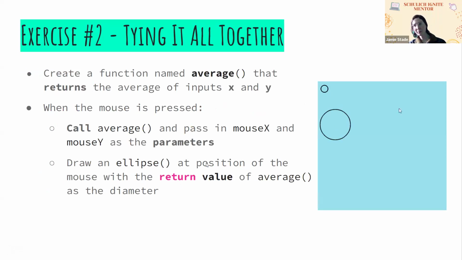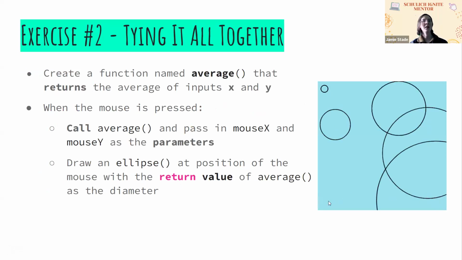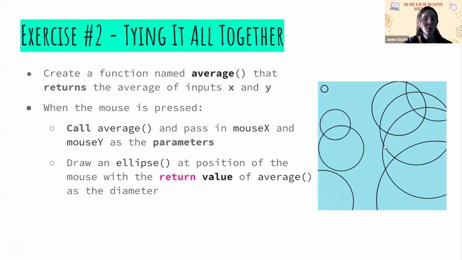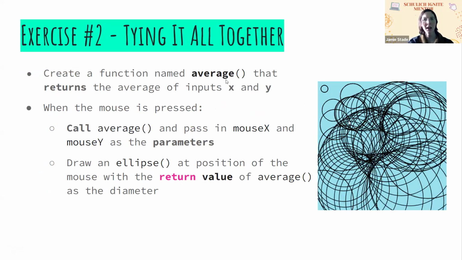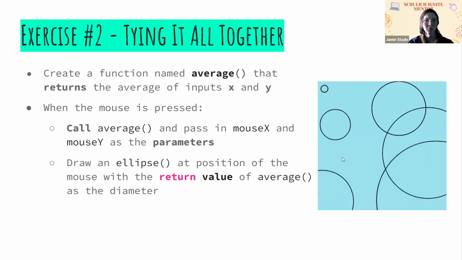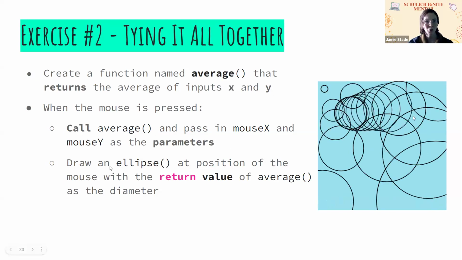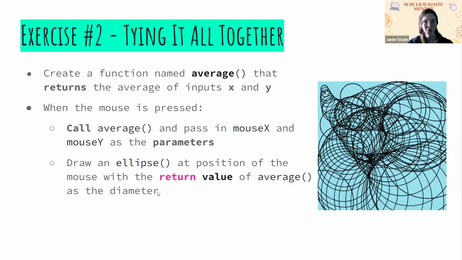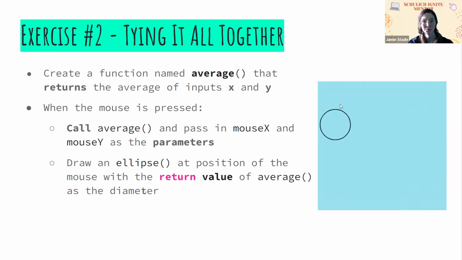Okay, lastly, we are going to have an exercise to tie all these concepts together. And what we're going to do with this, we're going to create a function named average that will return the average of the inputs x and y. And when the mouse is pressed, we will call the function average, pass in mouse x and mouse y as parameters, draw an ellipse at the position of the mouse with the return value of average as the diameter.